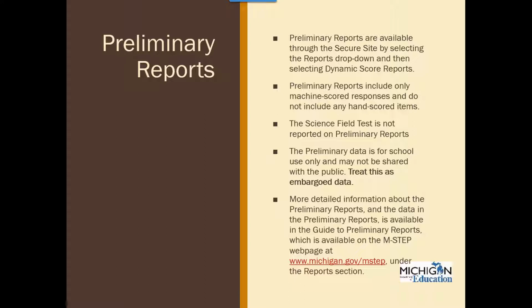The science field test is not included on preliminary reports. The results of the field test will be reported on a district-level aggregate report after final reports have been released. More detailed information about the preliminary reports and the data in the preliminary reports is available in the Guide to Preliminary Reports on the MSTEP webpage at www.michigan.gov/MSTEP under the Reports section.